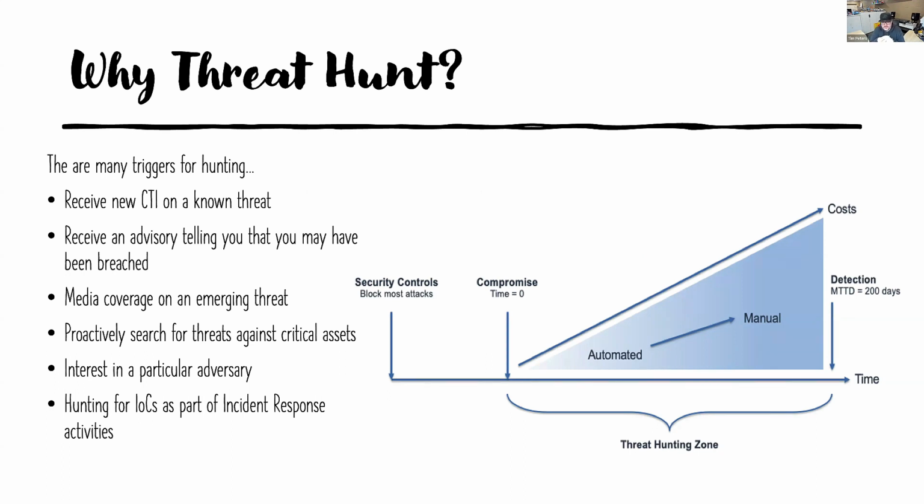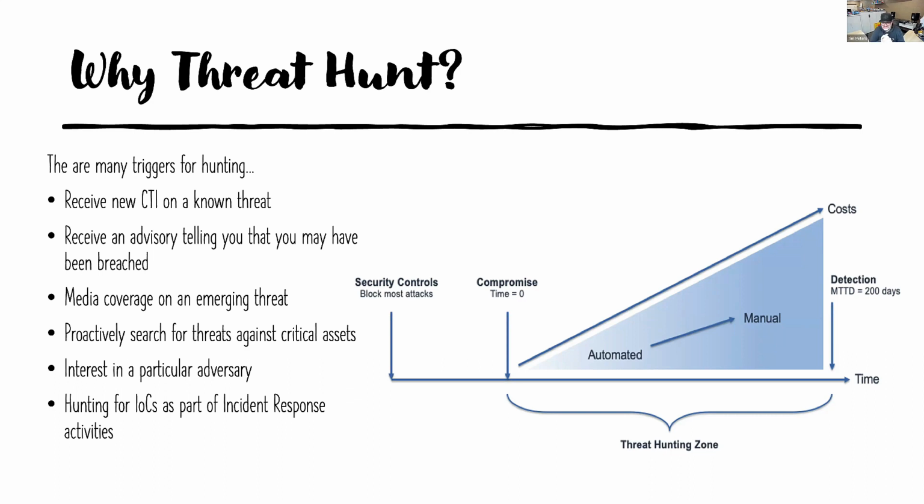You could be in a position where you can proactively search against your critical assets. As you mature more in your threat intelligence program, you could be starting to look for adversaries that may potentially be attacking your industry vertical, your type of organization, or your organization as it stands. Or it's part of incident response activities, when trying to see if there are any backdoors or any other indicators out there.